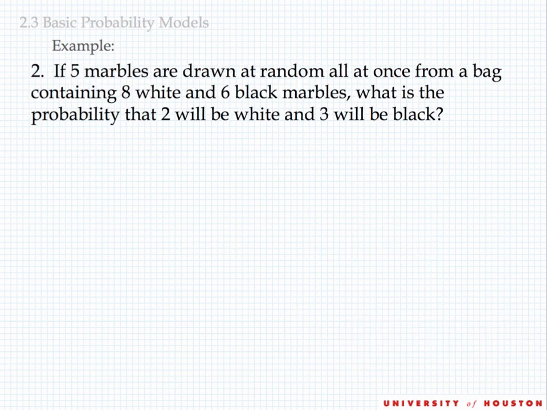Example 2. Here we have 5 marbles drawn at random, all at the same time from a bag. The bag has 8 white and 6 black marbles. What's the probability that we will have 3 white and 3 black? Well, first, how many possible combinations do we have for the sample space? What is the number of outcomes for my sample space?